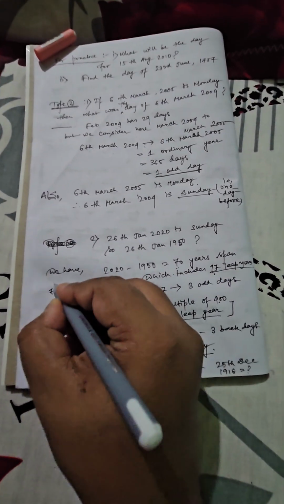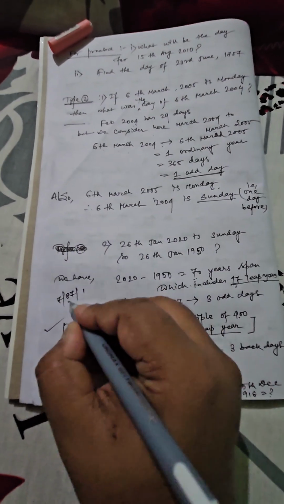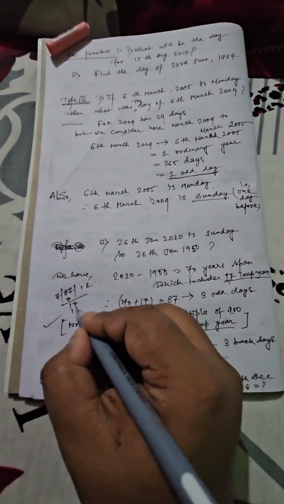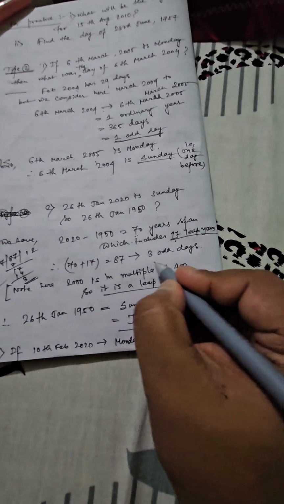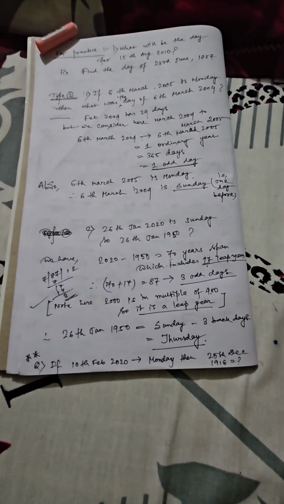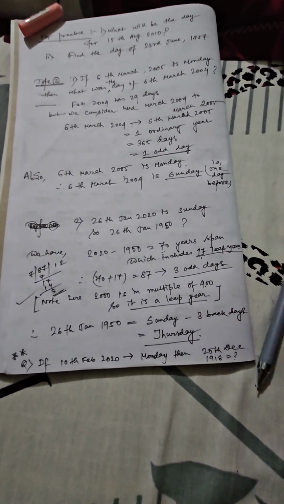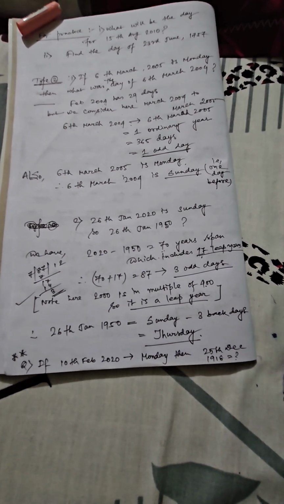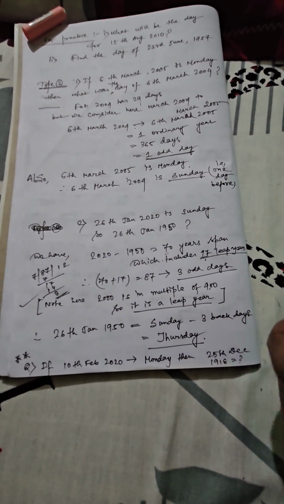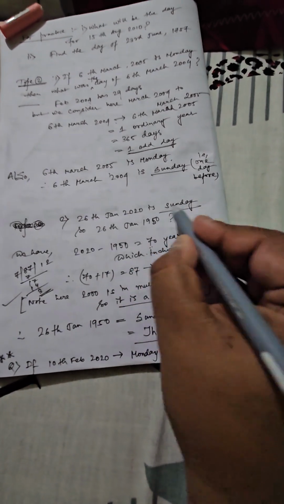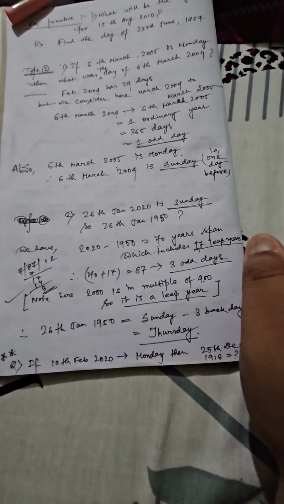Divide by 7. Whenever it divides 87, 7 ones are 7, 7 twos are 14. That means 3 odd days are there. That's why I have written that ultimately you will get 3 odd days. So technically 3 odd days means what? You have to move in the backward direction. How many days? 3 days back. So initially it was Sunday, so its previous day will be Saturday.